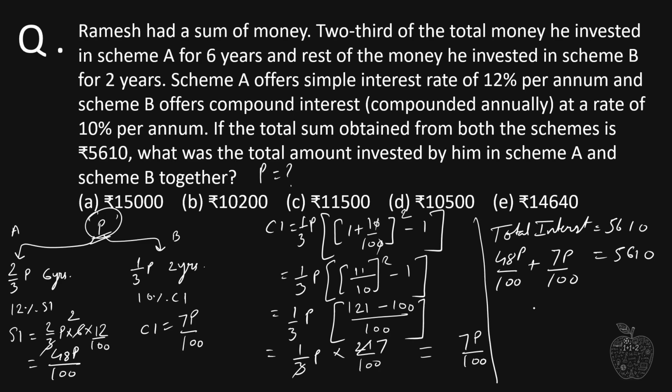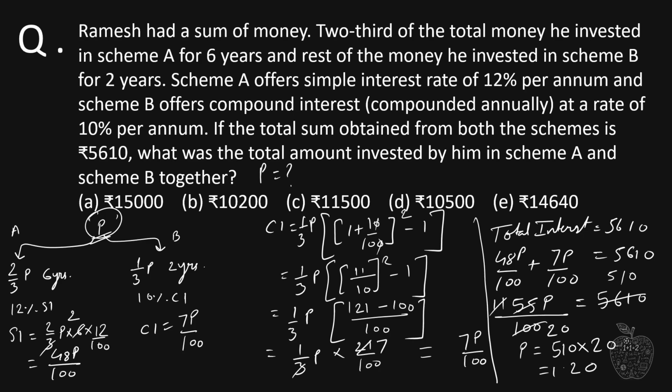Let's calculate. Taking LCM as 100, 48P plus 7P gives 55P, and 5610 on the other side. 5 1s are 5, 5 2s are 10, 0. 11 1s are 11, 11 5s are 55. So we get P equals 510 into 20, which gives 10,200, and this is our required answer. So here option B is the correct one.